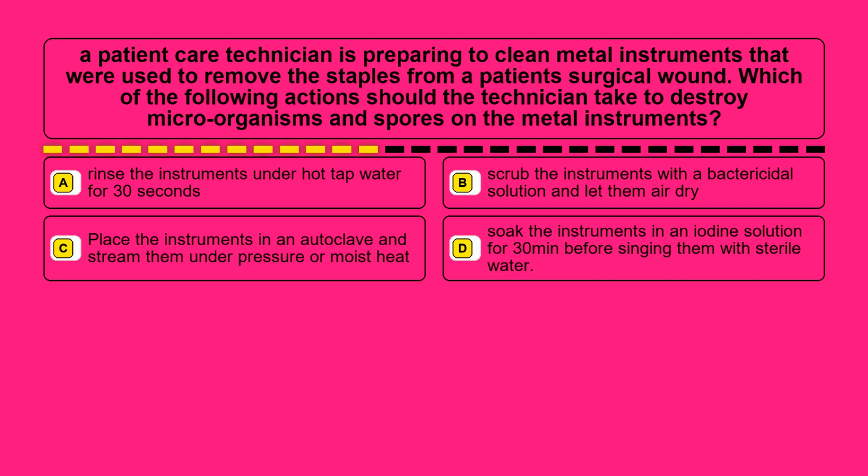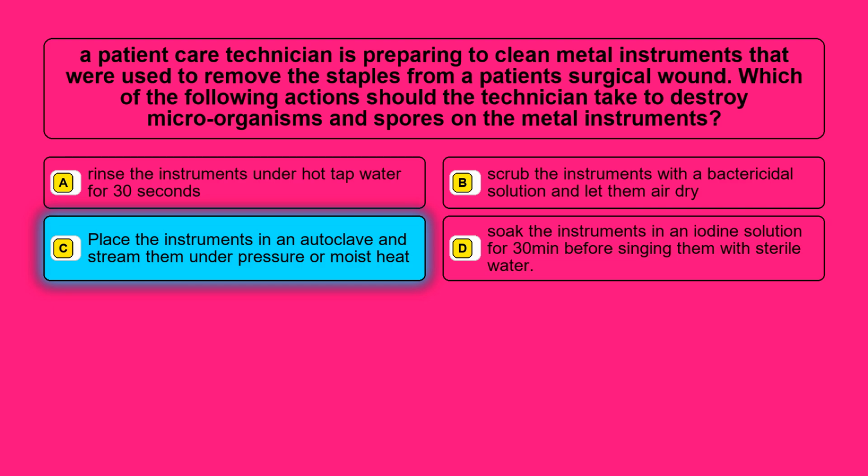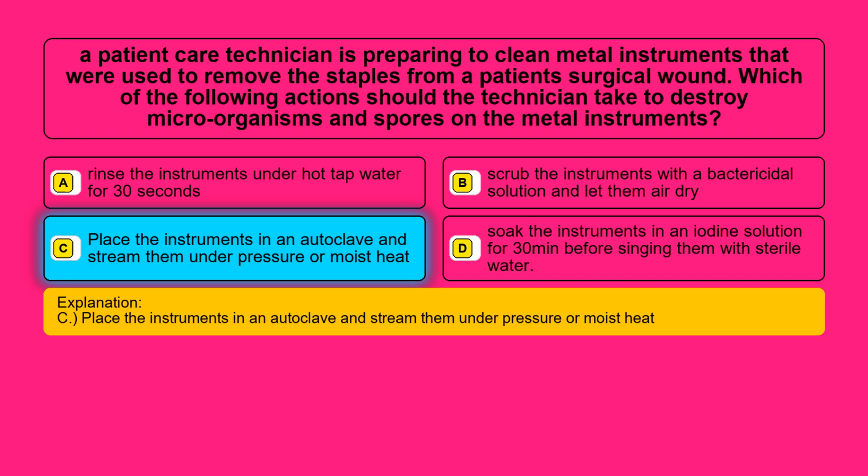Option B. Scrub the instruments with a bactericidal solution and let them air dry. Option C. Place the instruments in an autoclave and steam them under pressure or moist heat. Option D. Soak the instruments in an iodine solution for 30 minutes before rinsing them with sterile water. The correct answer is option C. Place the instruments in an autoclave and steam them under pressure or moist heat.